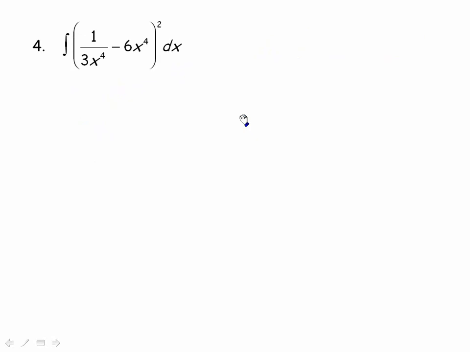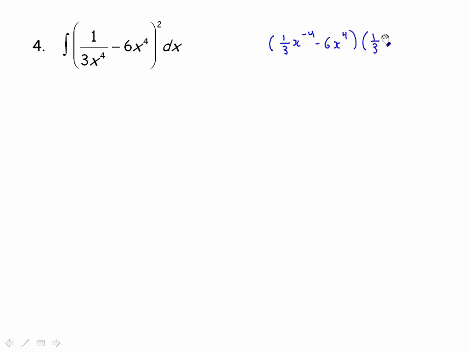Number 4 is interesting because of the nature of the polynomial, or the rational term, the 3x to the 4 in the denominator. Now, you can do this a couple ways. Some of you will be tempted, and quite correctly, to write that as x to the negative 4 and then expand it like that. That certainly works well. You can also FOIL it out the way it is. I'm going to write it like this: 1 over 3 x to the negative 4 minus 6x to the 4, and then multiply this out again.